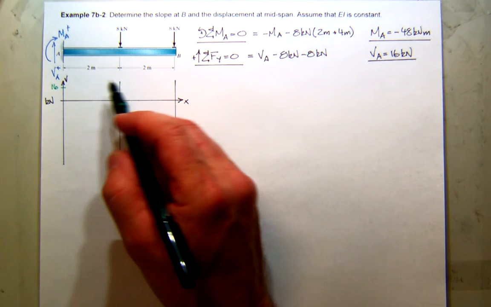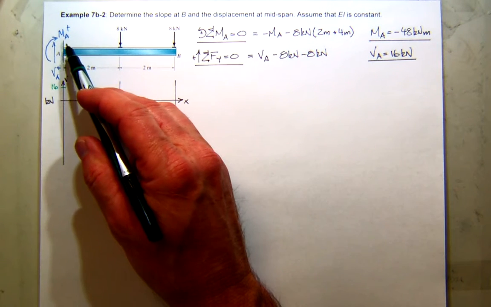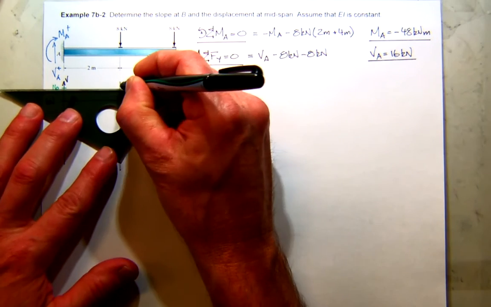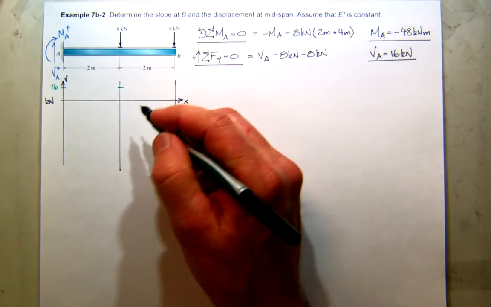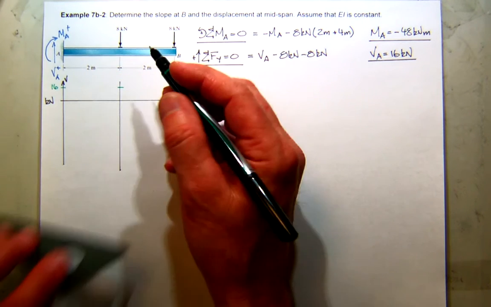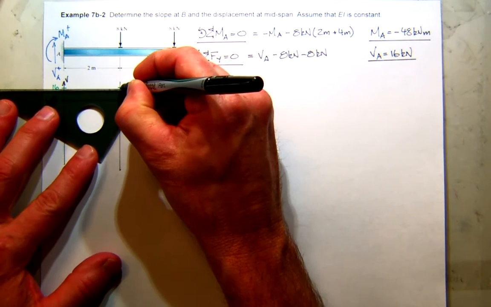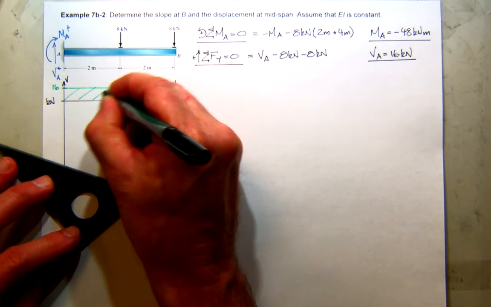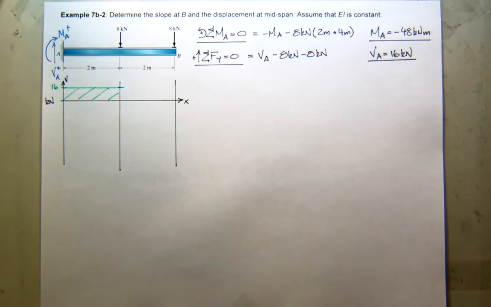And we know the change in shear is equal to the area under the load curve, which is 0, so we get no change. It stays 16. We know the slope of the curve is equal to the load. The load is 0, so we have a 0 slope. That's a horizontal line. So we've got something that looks like that.